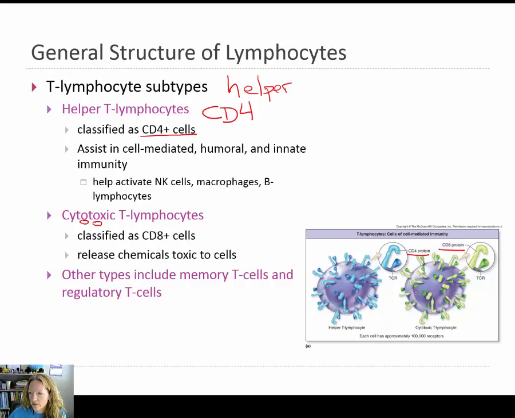So again, they are going to be specific to these, and we'll also talk about how they are going to recognize different antigens that are presented on different complexes too. So again, we'll look at the different effects of cytotoxic T cells. They tell you what they do in their name, how they're going to be toxic to chemical or toxic to cells. That's exactly what they are. We'll also talk about memory T cells. We'll briefly mention regulatory T cells as well, but these are going to be the major classes of T lymphocytes.